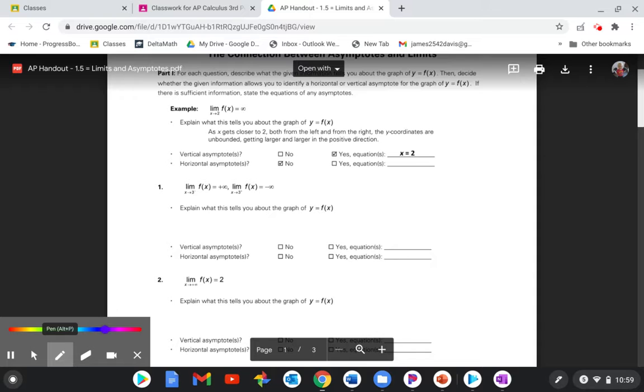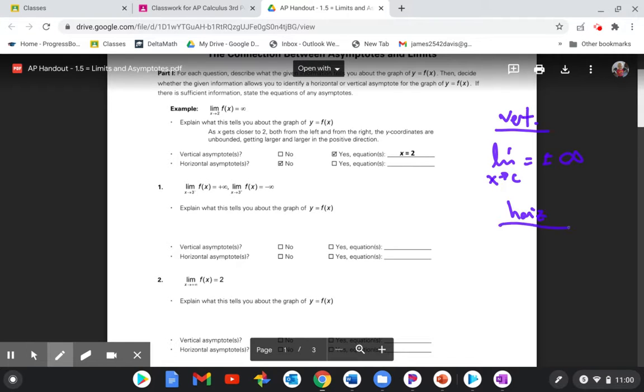If you want to remember, a vertical asymptote is always going to be the limit as x goes to some c equals plus or minus infinity. Horizontal is always going to be the limit as x goes to plus or minus infinity equals some c. So they're kind of switched there. Vertical, limit as we go to a constant equals an infinite value. Horizontal, limit as we go to an infinite value equals a constant. So it's definitely important to keep those straight.